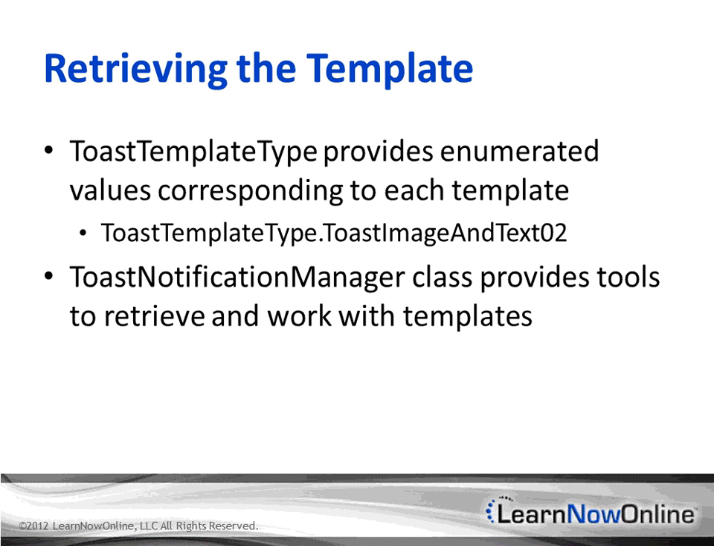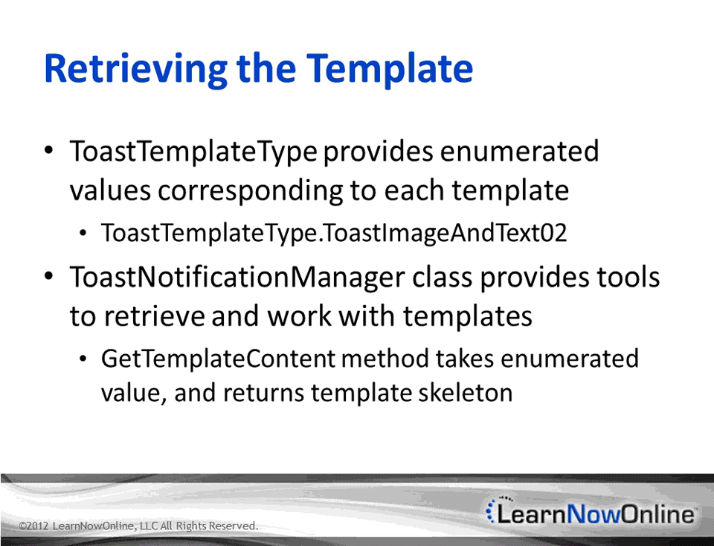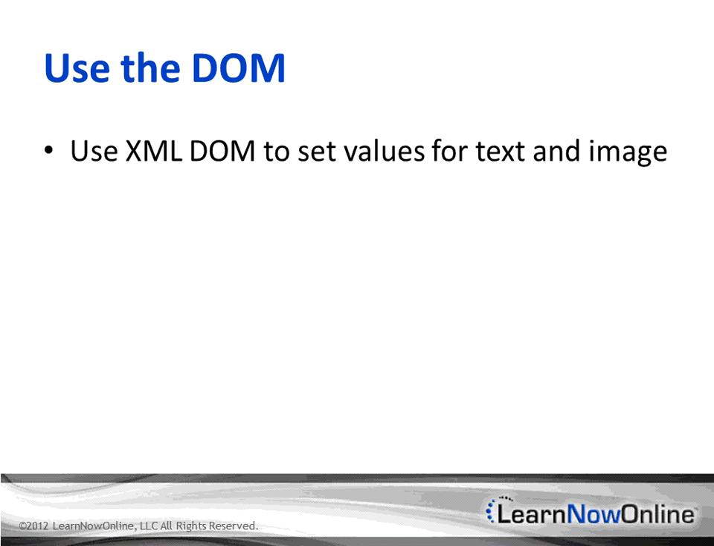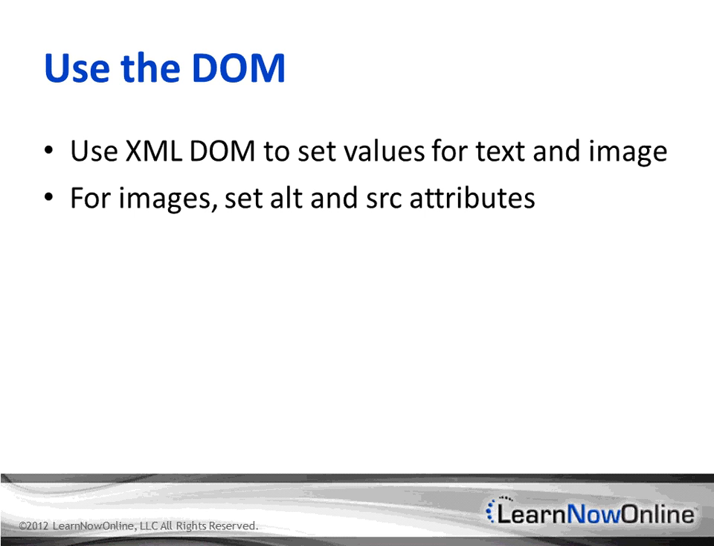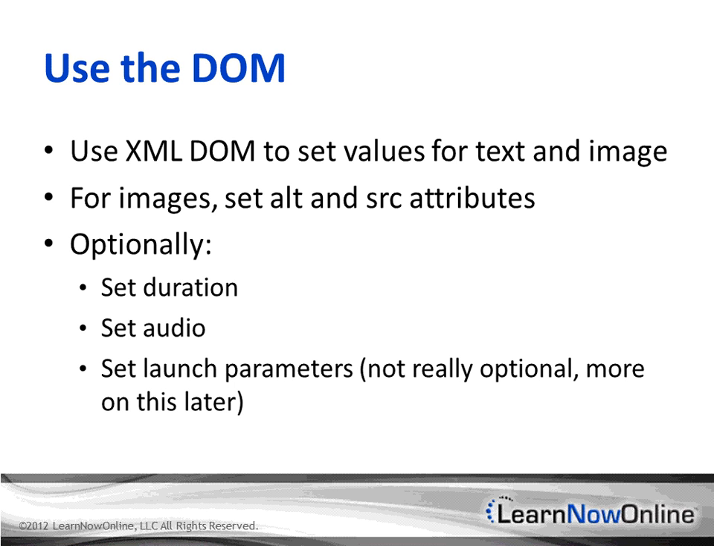The Toast Notification Manager class provides the tools you need to retrieve and work with these templates. For example, the getTemplateContent method takes an enumerated value like that toastImageAndText02 value, and it returns a template skeleton for you as XML. It's up to you then to fill in all the values in that XML. You want to use the XML DOM to set values for the text and the image. For images, you'll want to set the alt and source attributes, and optionally, you can set the duration, you can set audio, and you can set launch parameters.